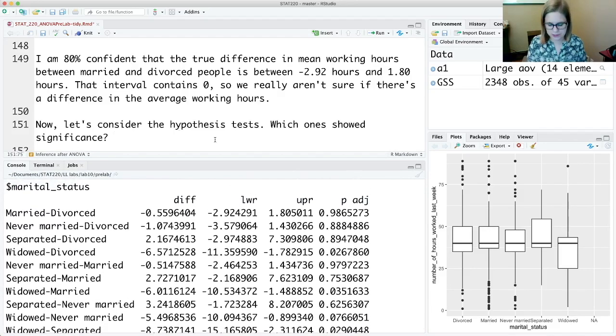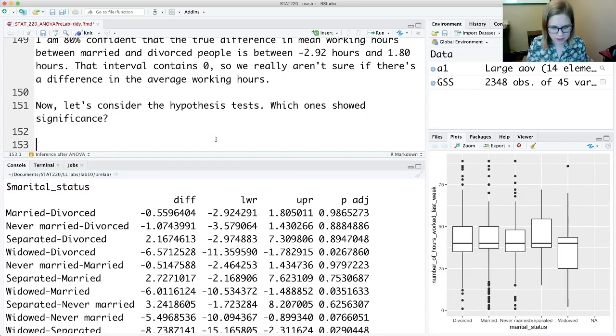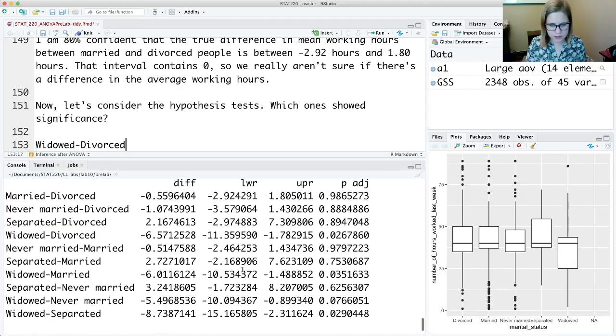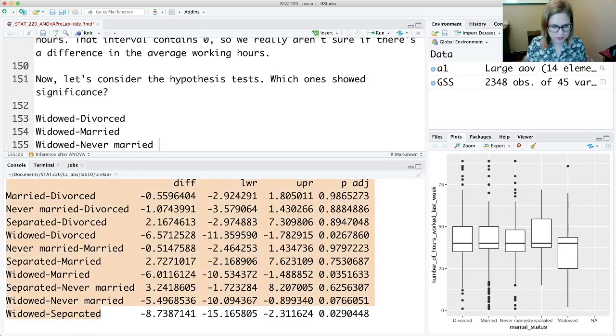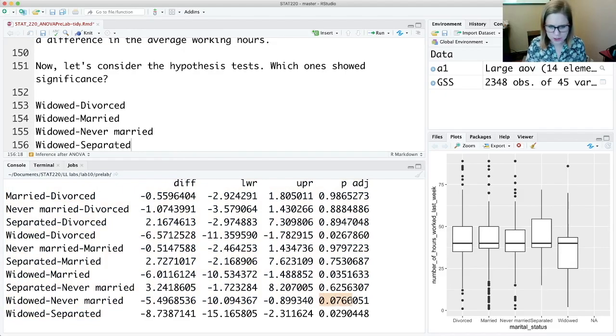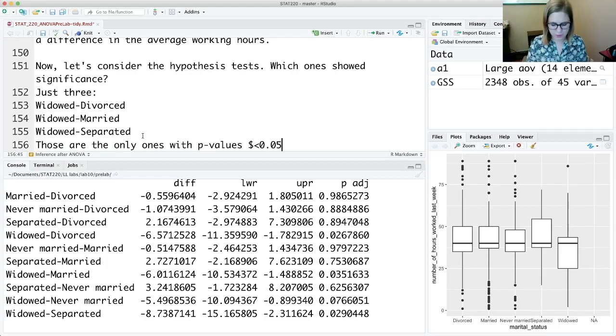So if we think about the hypothesis tests and the ones that showed significance, it is the difference between widowed and divorced. Maybe I'll just copy this. Widowed and divorced, widowed and married, widowed and never married, and widowed and separated. Those are the smallest ones. And actually, I think widowed and never married is actually greater than 0.05. So let's take that one off. So those are the 3 significant differences, right? These are all less than 0.05. So just 3: widowed and divorced, widowed and married, widowed and separated. Those are the only ones with p-values less than 0.05.